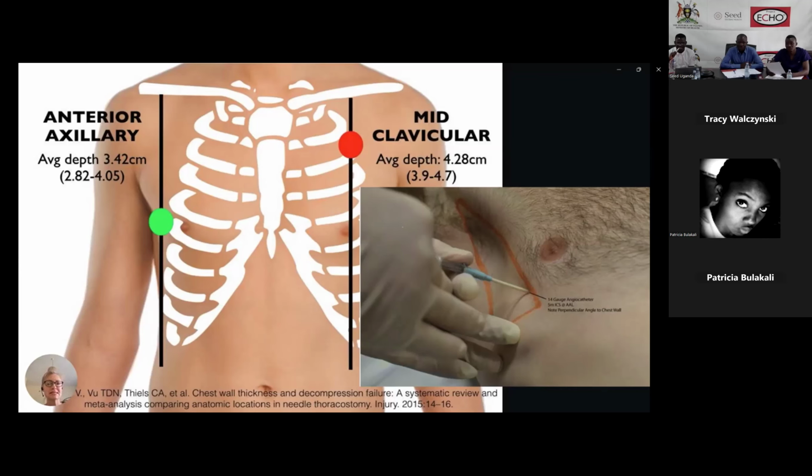The reason for this is that there's been a number of CT, ultrasound, and cadaver studies that have looked at the thickness of the chest wall at this site compared to the mid-clavicular line, and has shown consistently that this area does appear to be thinner. So if you have a shorter needle, then you have a better opportunity of reaching the intrapleural space. Or if you have a larger patient, their chest wall is going to be thinnest at this site.